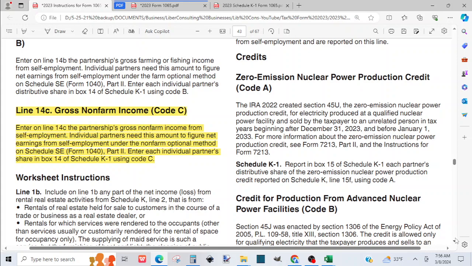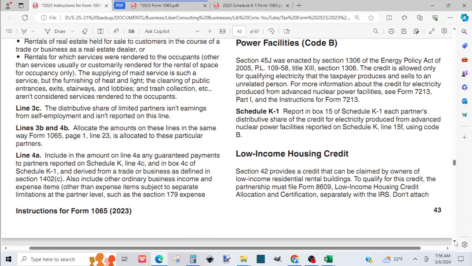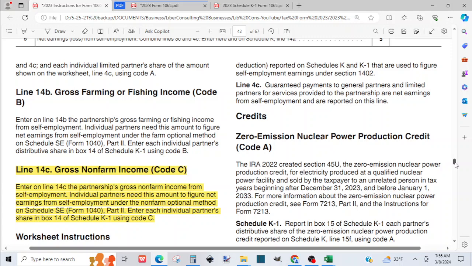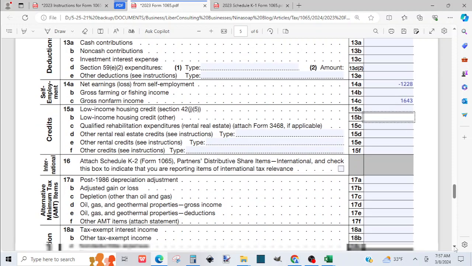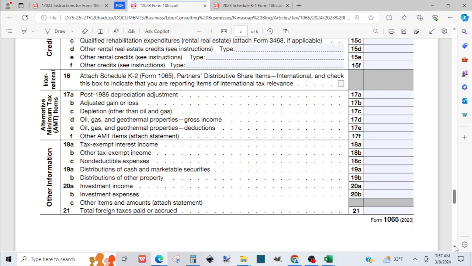And then I think they have some instructions for the worksheets continuing all the way there also. But yeah, now that we have that figured out, we'll go to credit. So you can read through the credit to see if you have some credit there that you can claim. I'm going to skip over it. Schedule K-2 is for international, foreign. We are going to leave that alone.